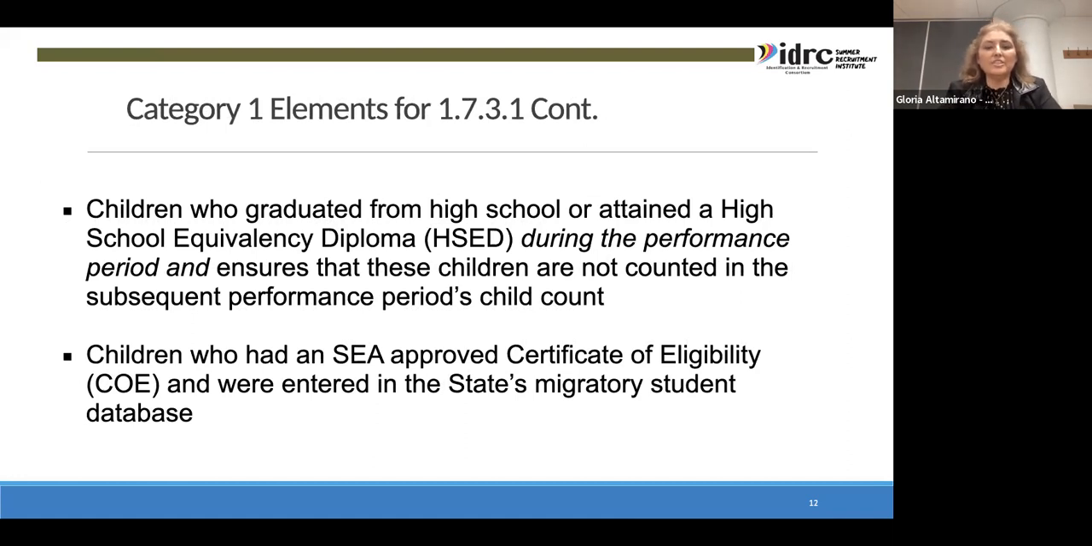And so children who graduated or attained a high school equivalency diploma during the performance period, this ensures that these children are not counted in the next performance period. And then children who had an SEA approved COE and were entered into the state's migratory student database are included in that.